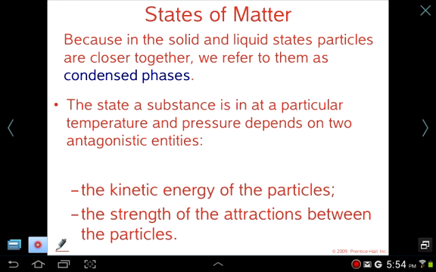Now here it says the state of a substance depends on two factors, two antagonistic entities: the kinetic energy of the particles, one, and the strength of the attractions between the particles. So if you have, say, three pieces of matter at room temperature, a solid, a liquid, and a gas, all of them have the same kinetic energy because they're at the same temperature. However, what decides which one's a liquid, which one's a solid, which one's a gas, is the strength of the attractions between their individual particles.